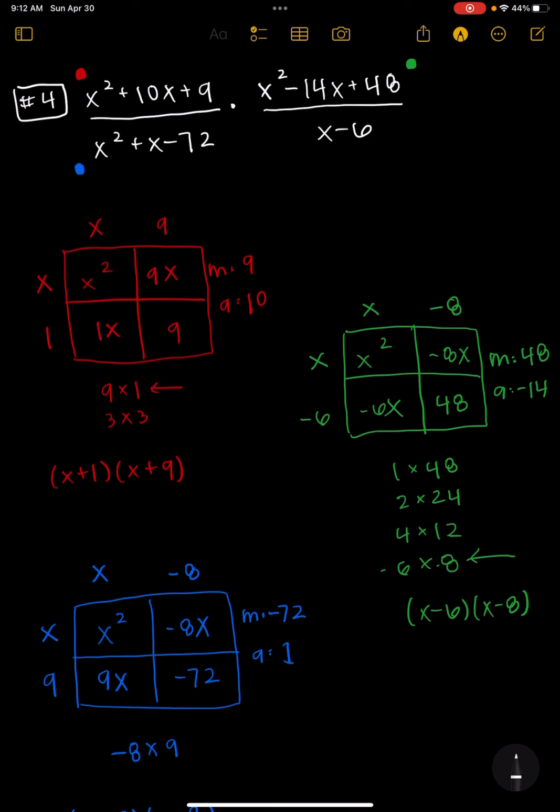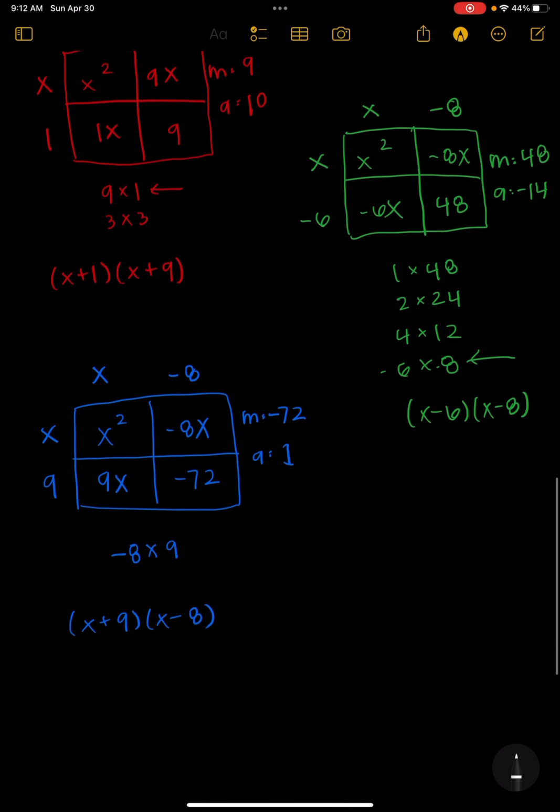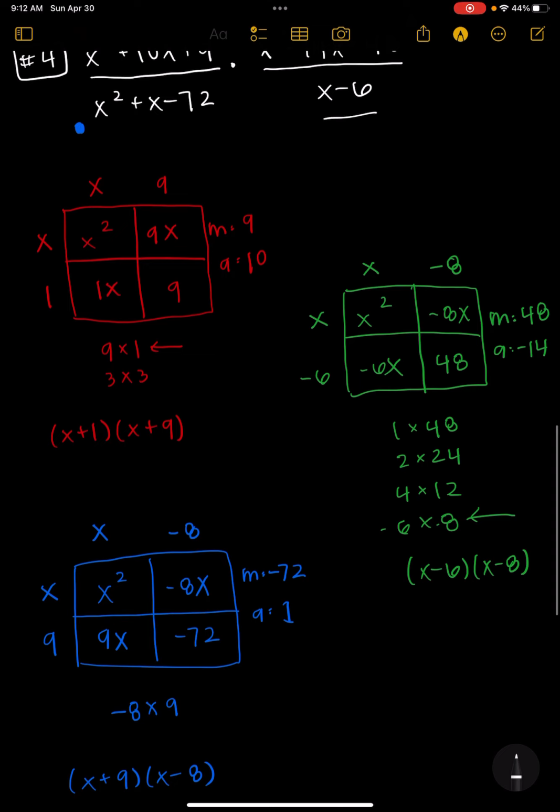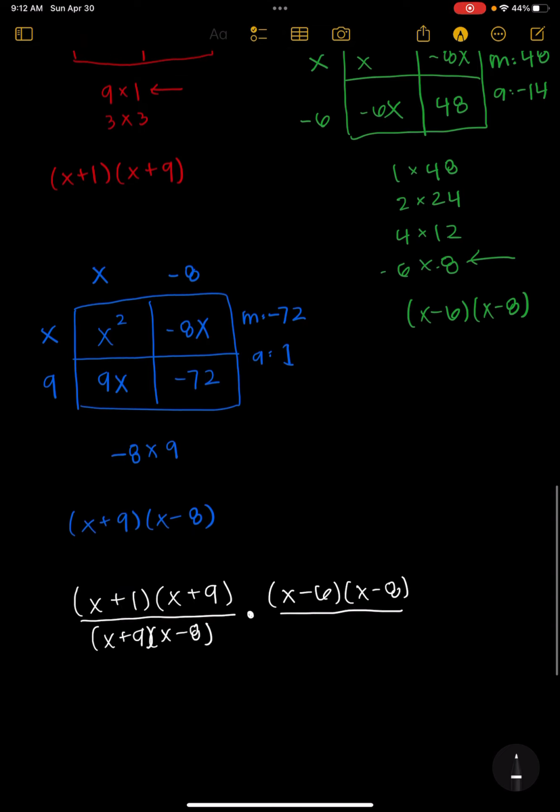Like this. The top of the left will end up being x plus 1, x plus 9. Then the bottom will be x plus 9, x minus 8, times the top of the right fraction, which will be x minus 6, x minus 8. And then the bottom of the right fraction, we didn't have to factor, it just ended up being x minus 6. We can't do anything with that to simplify it, so we just leave it as x minus 6.